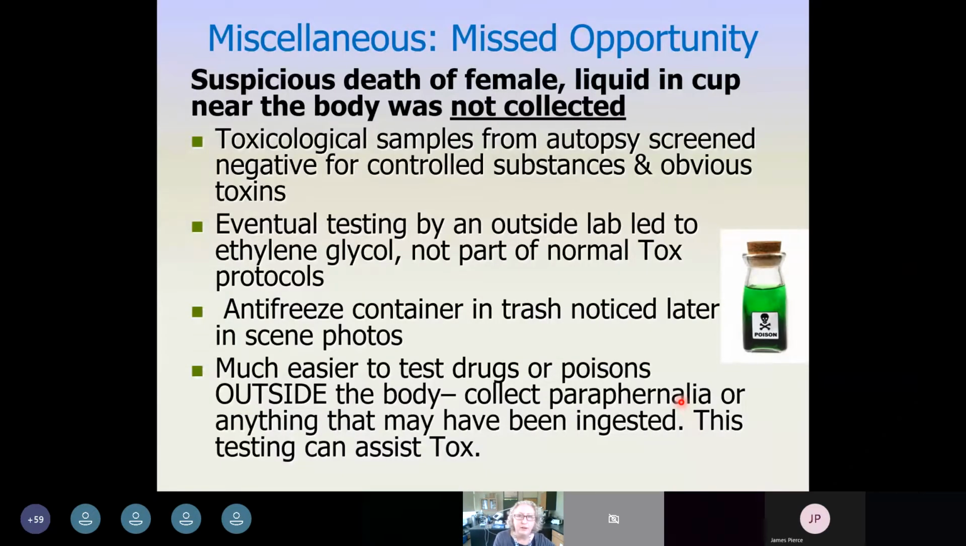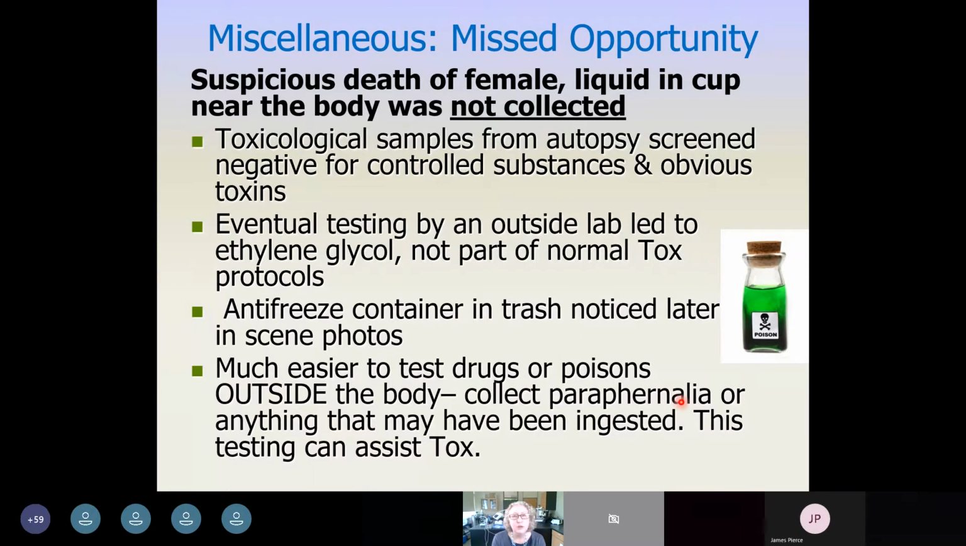So here's an example of a missed opportunity for trace miscellaneous that sent us in the lab on kind of a goose chase. The situation was a suspicious death of a female in her own apartment, and near the body, as seen in the scene photos, there was a cup of liquid. There was still liquid in it, but the liquid was not collected. Instead, what the lab received at first were tox samples from the autopsy. So they're going to get blood samples, urine samples, maybe some tissue or organ samples. And those were screened using their normal techniques, and they all came back negative for controlled substances or any obvious toxins.